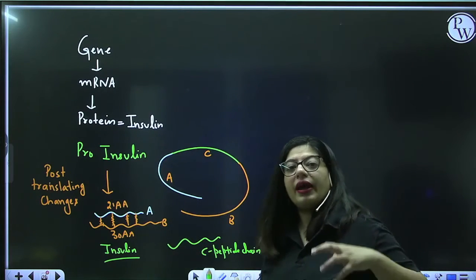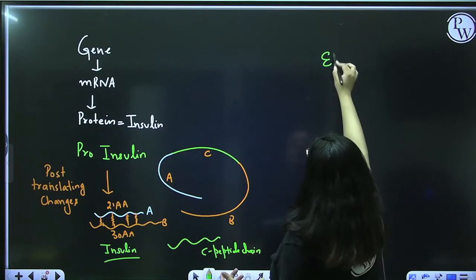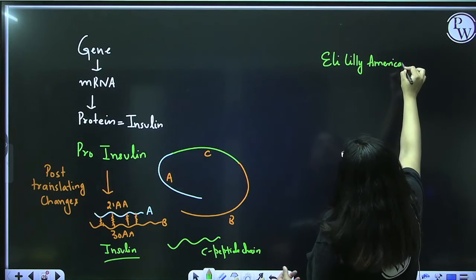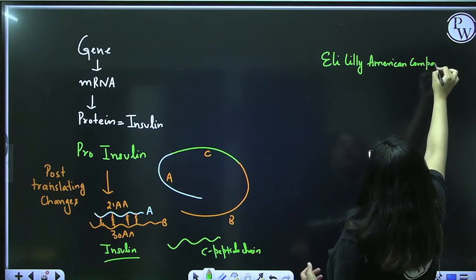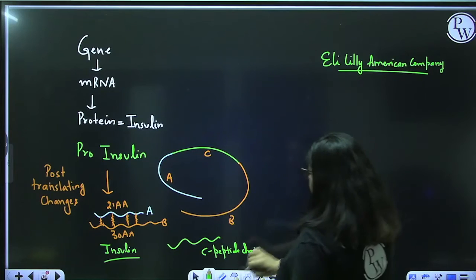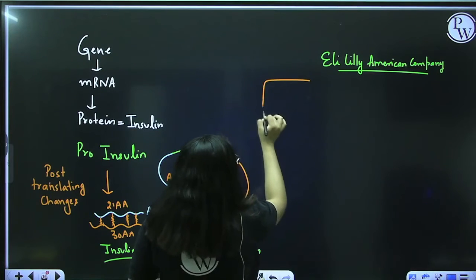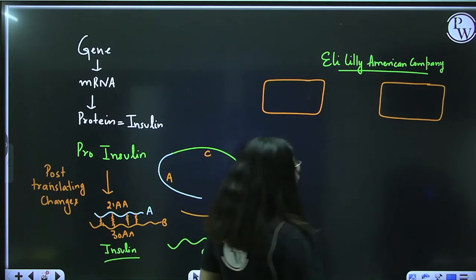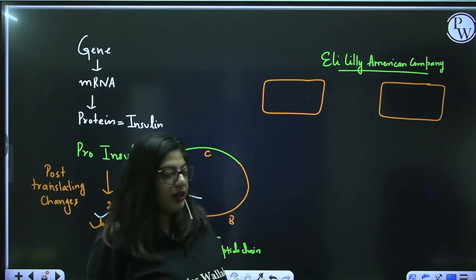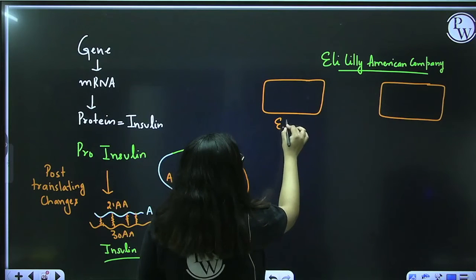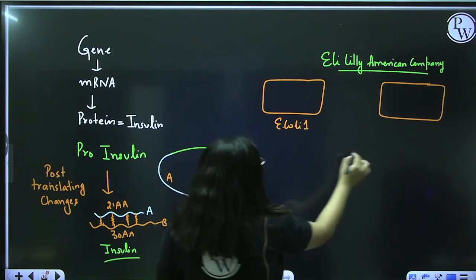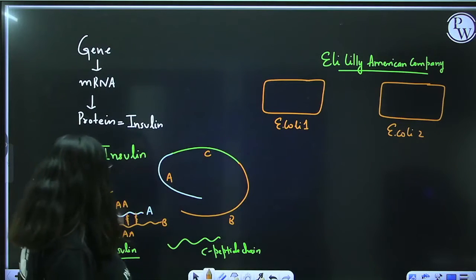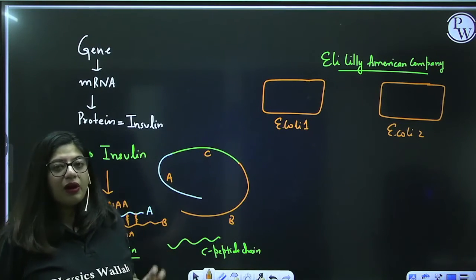So Eli Lilly, an American company, came up with an idea. They used two E. coli. They performed two types of gene cloning, two experimental setups. This was E. coli 1 and this was E. coli 2. They said, if E. coli cannot perform this, why not give only a part of the gene?